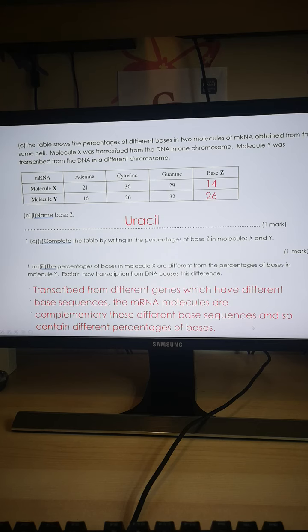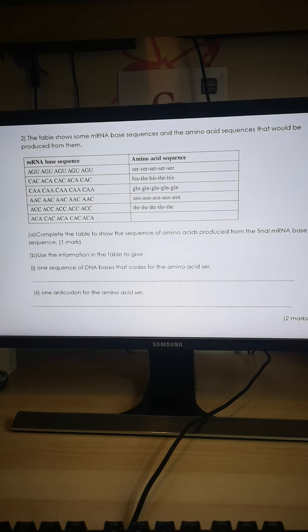Okay, moving on to question 2. Question 2 is a good question. We're going to have a go at this one as well, because this is just our genetic code and applying it. The table shows some mRNA-based sequences and amino acid sequences that would be produced from them. Complete the table to show the sequence of amino acids produced from the final mRNA-based sequence.